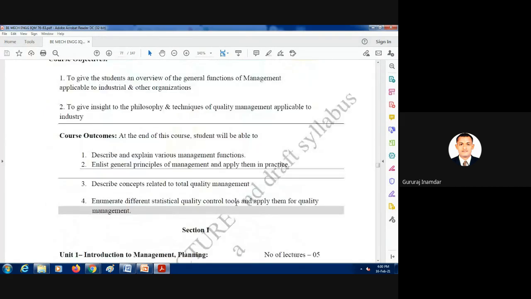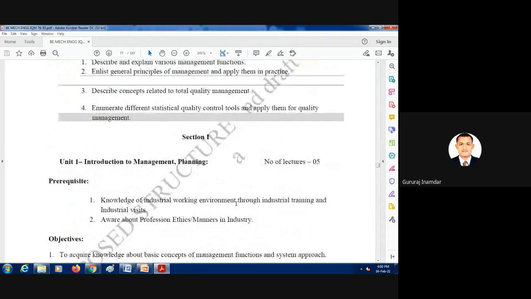Now our first chapter is an introduction to management. The first section has 5 managerial functions.